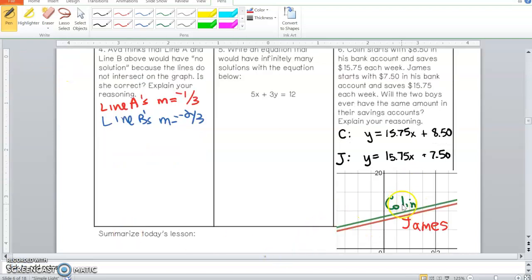So here from Desmos, I copied and pasted my graph. You can see that Colin is in green, James is in red. Both of these equations have the exact same slope, so they will never touch. Colin, no matter how many weeks the two boys are saving, will always have $1 more a week. Why? They're saving the exact same amount per week, but Colin is starting with more.